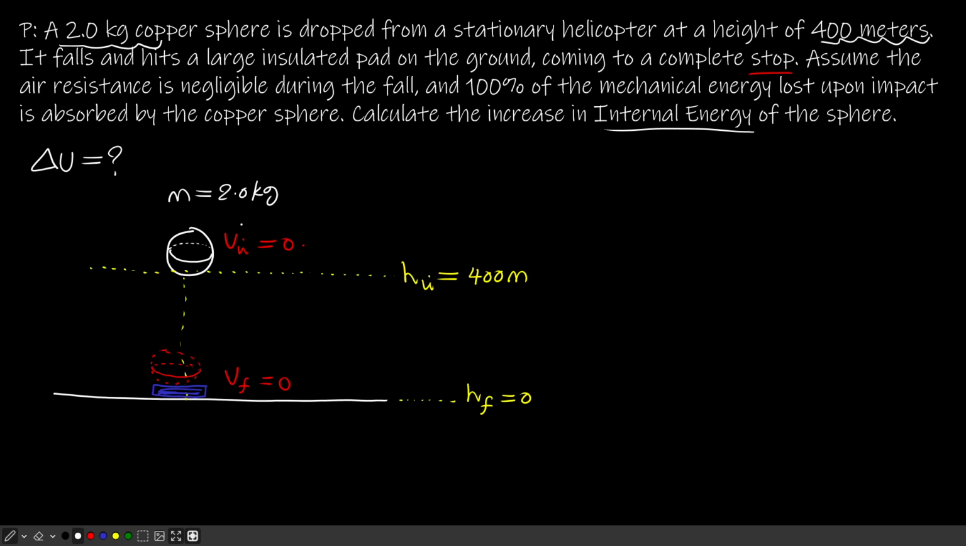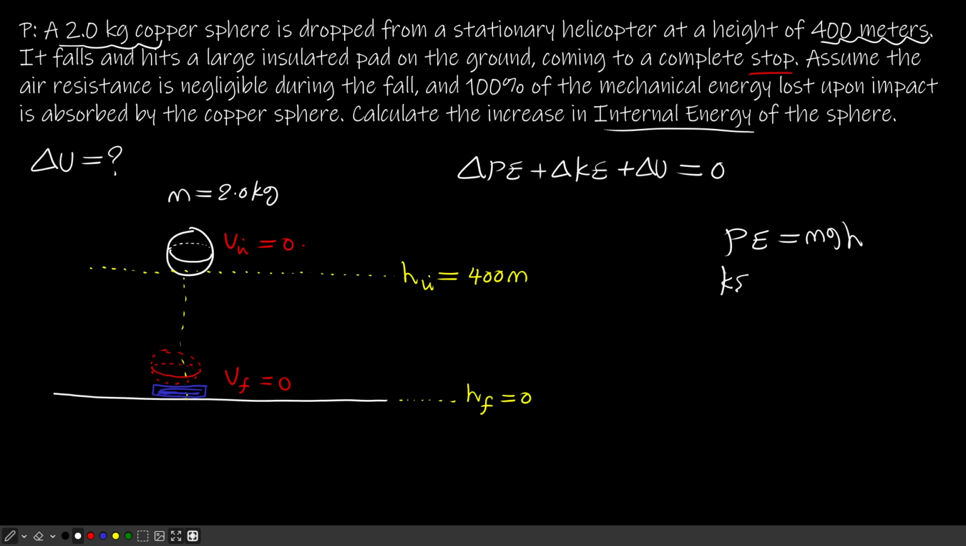Okay, so what do we do? Well, we write our main equation: the change in potential energy plus the change in kinetic energy plus the change in internal energy all adds up to 0. Now, what is the change in potential energy? Well, recall that potential energy is nothing but mgh: the mass of the object, the acceleration due to gravity, and the height where it dropped from.